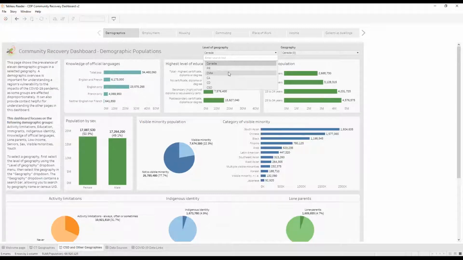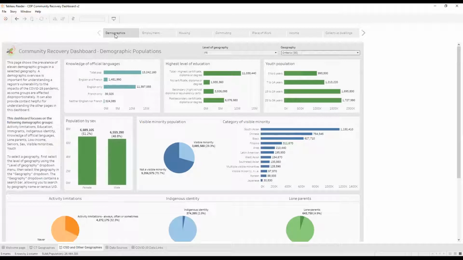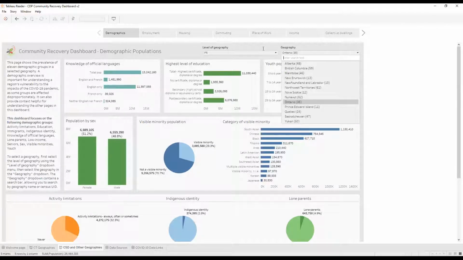The way you select a geography is you choose the level of geography you want to view. Then in the geography dropdown, all the options for that will be listed, and you just choose the one you want, and then it'll generate the profile for it. And for the levels of geography with more options, you can use the search to find the one you want.